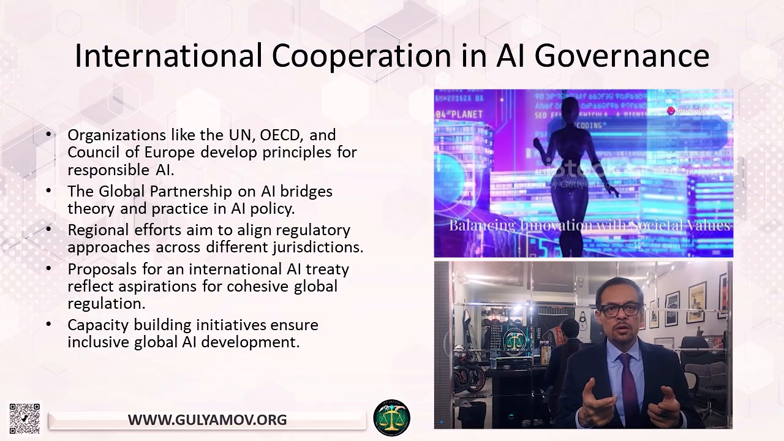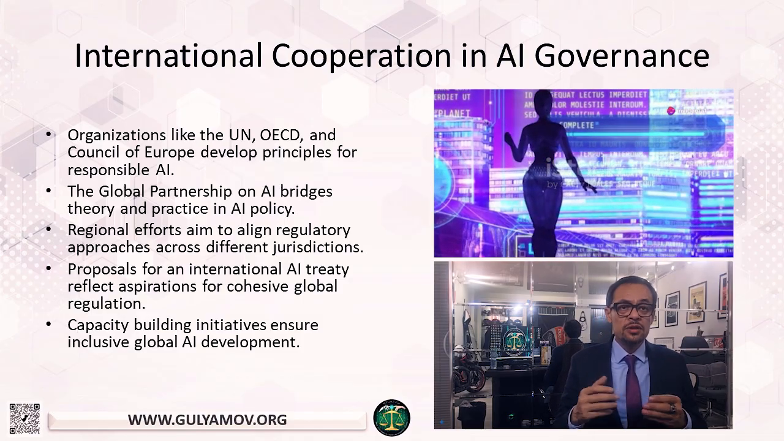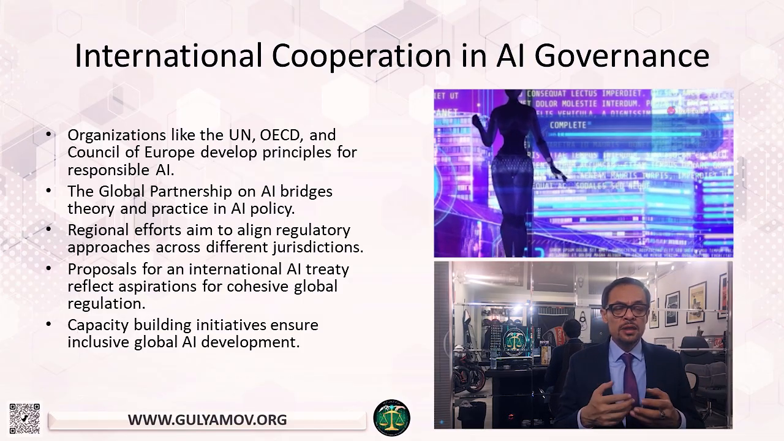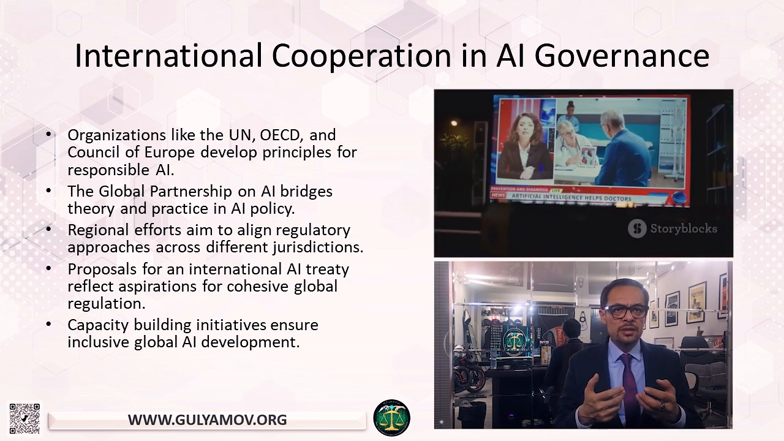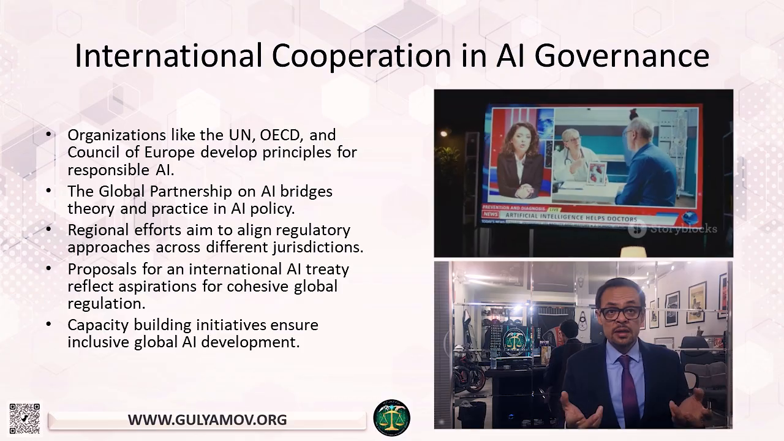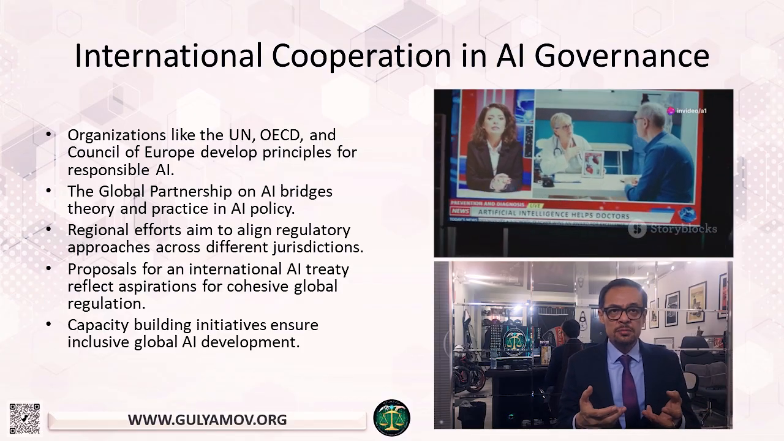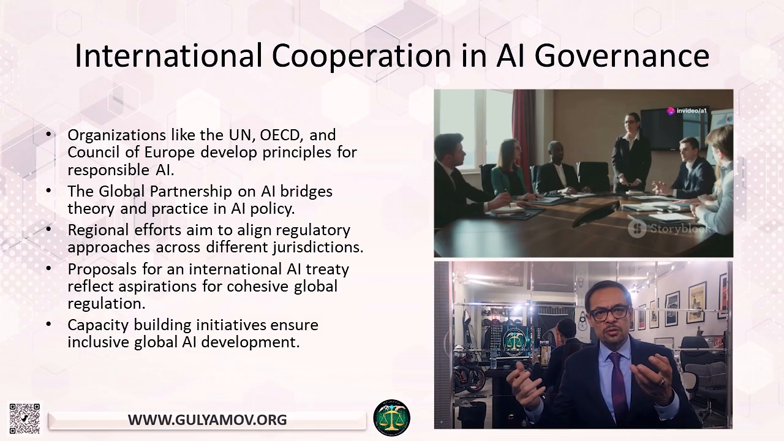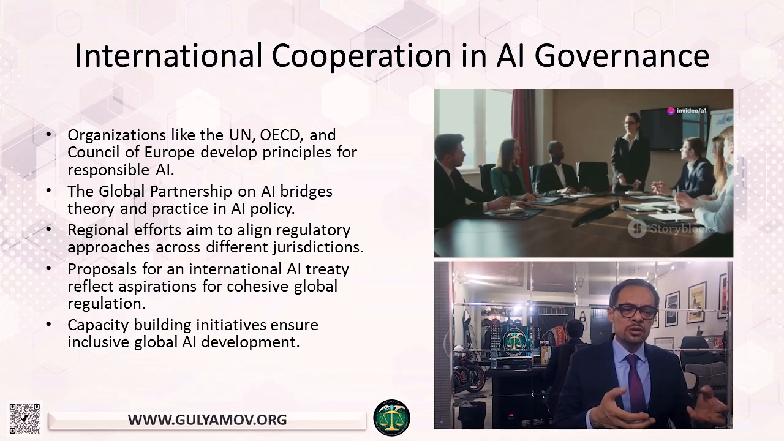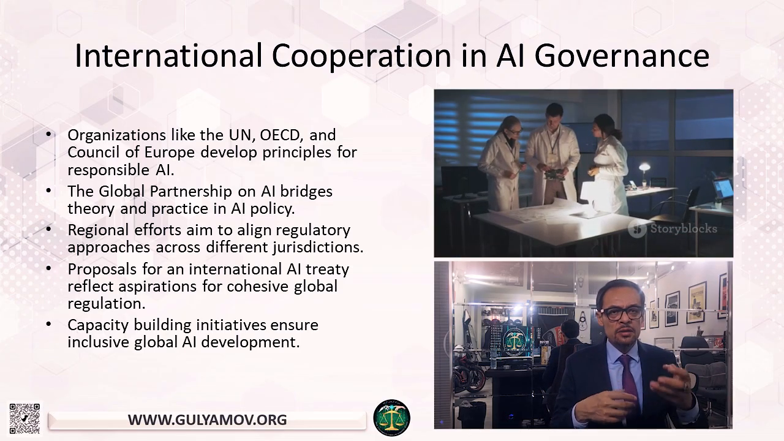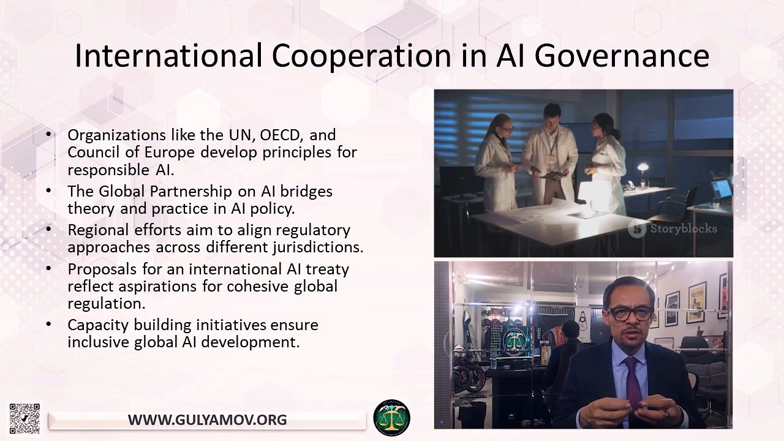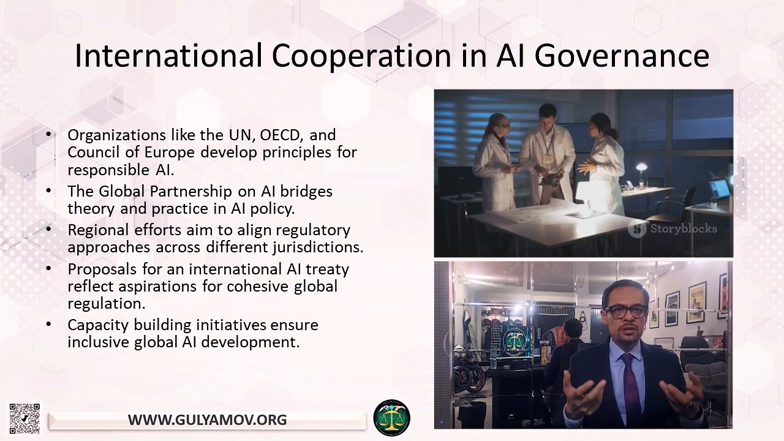The emergence of proposals for an international AI treaty reflects growing aspirations for cohesive global regulation. However, achieving global consensus remains challenging given differing national priorities and values. As we navigate this complex terrain, key focus areas include harmonizing regulatory approaches, addressing cross-border AI challenges, and promoting inclusive AI development on a global scale.